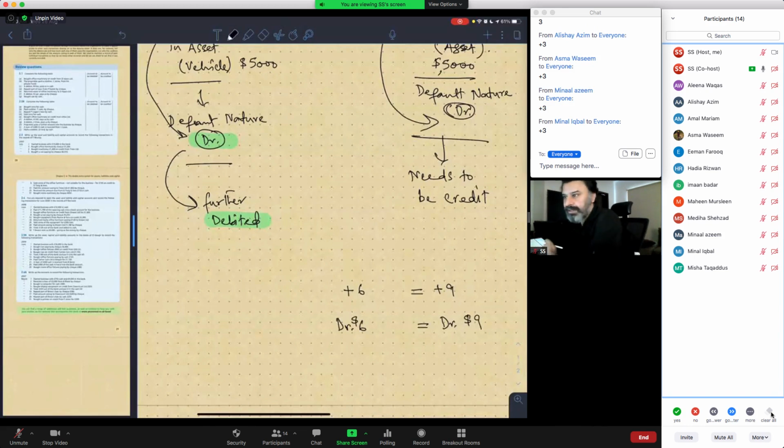Debit 3 or credit 3? It should be debit 3, right? Because it has to be moving in the same direction, right?